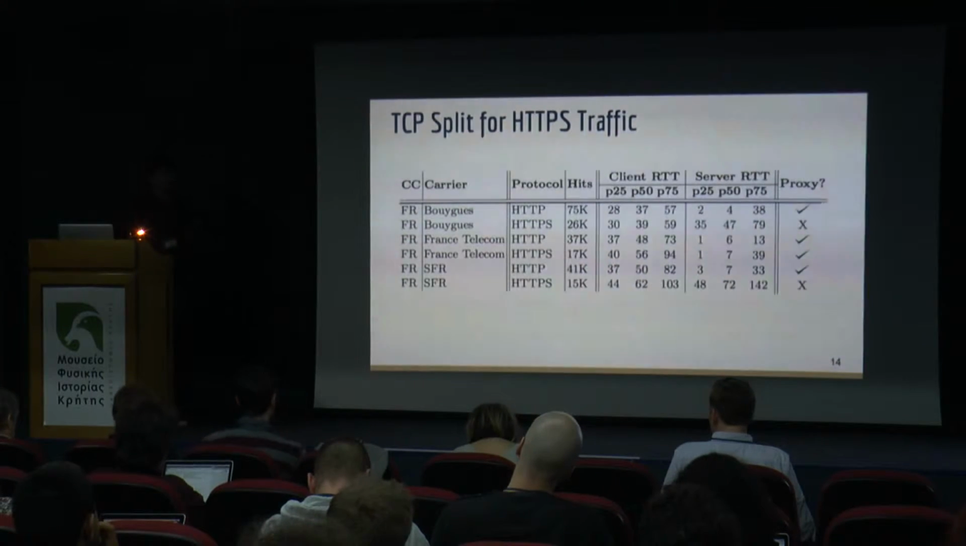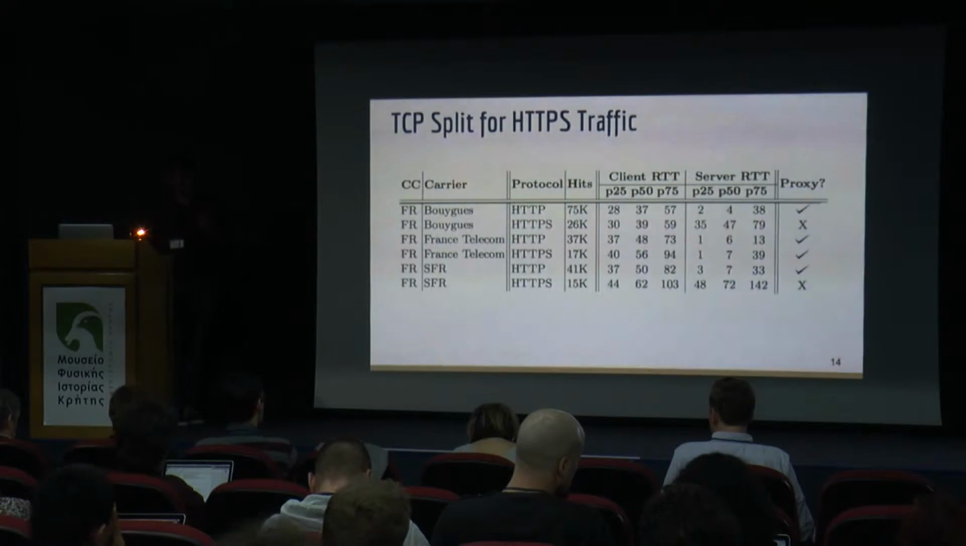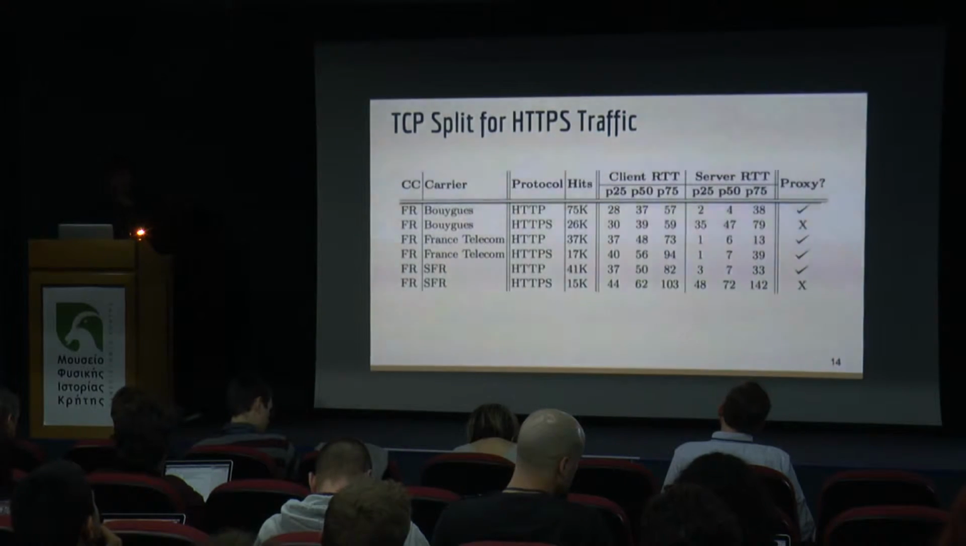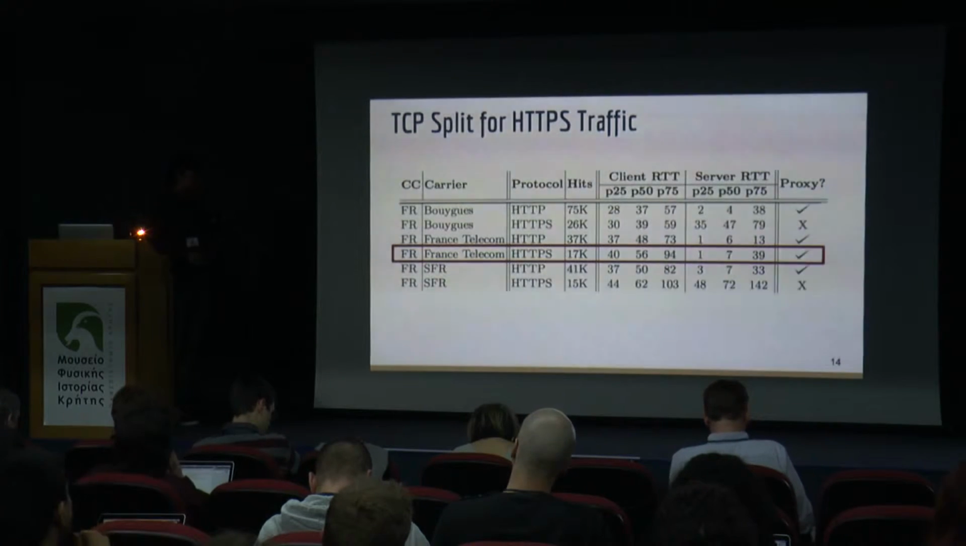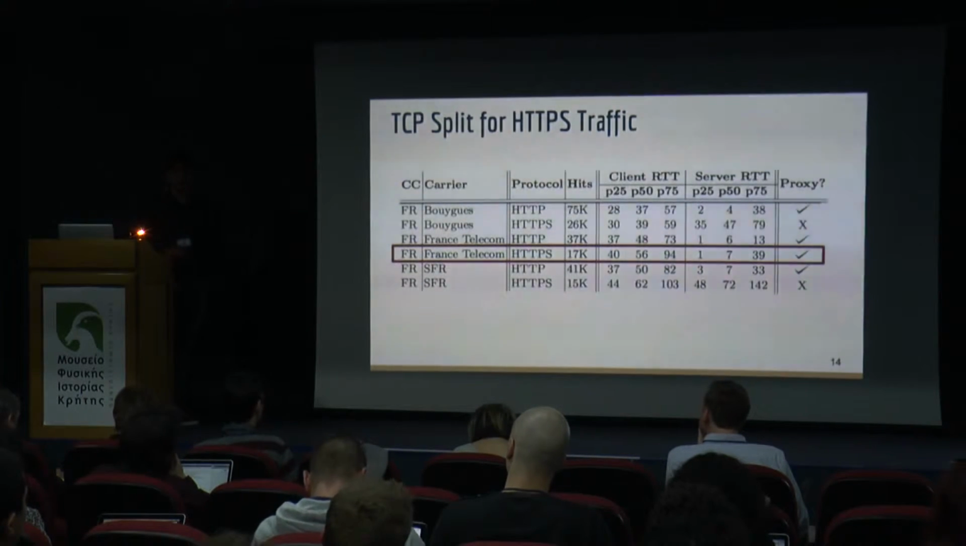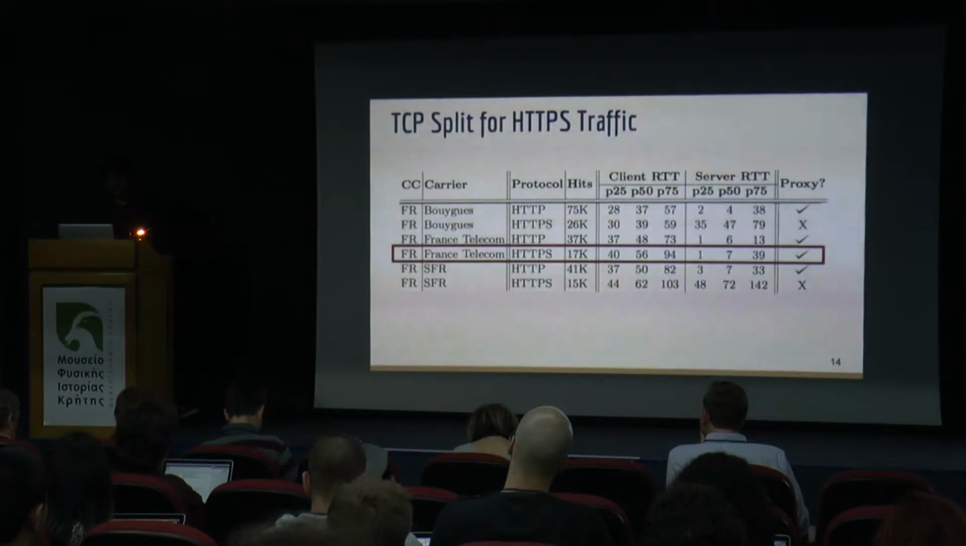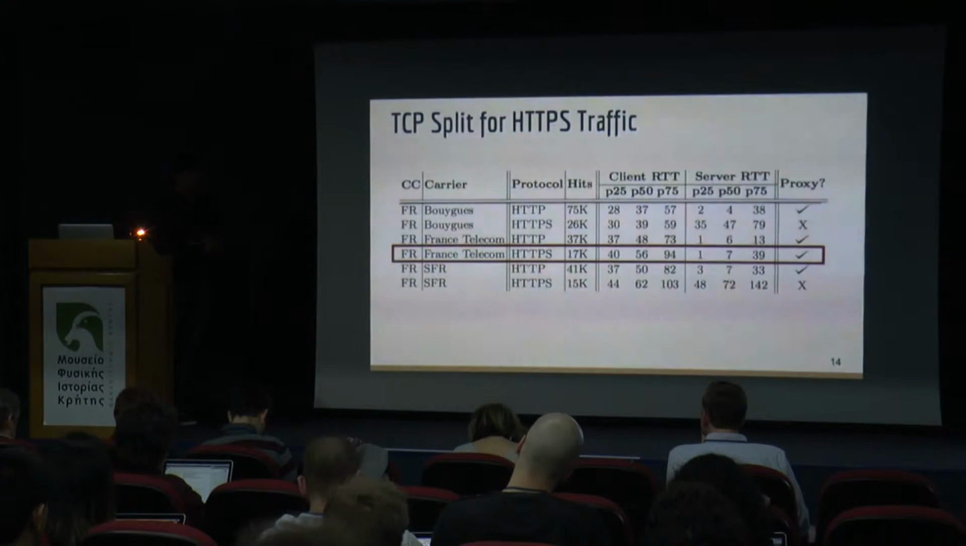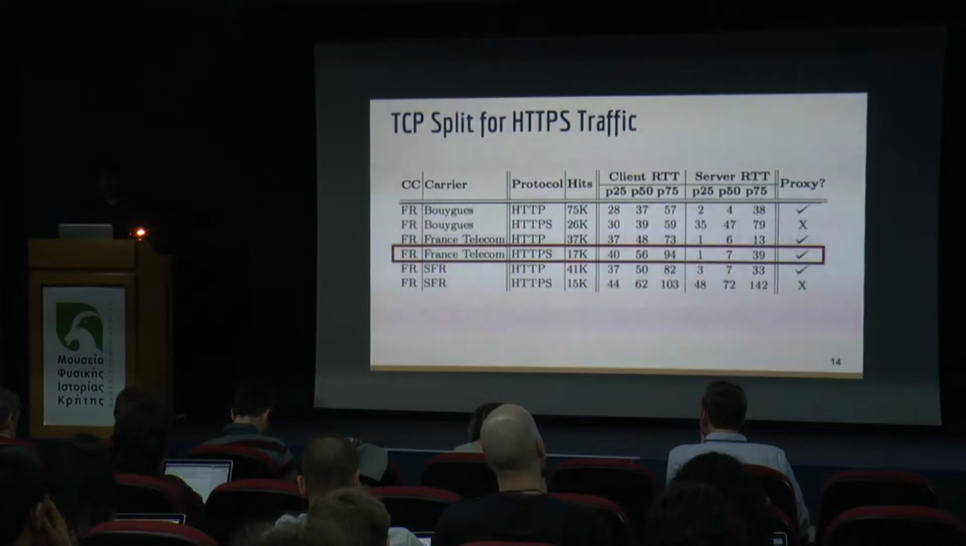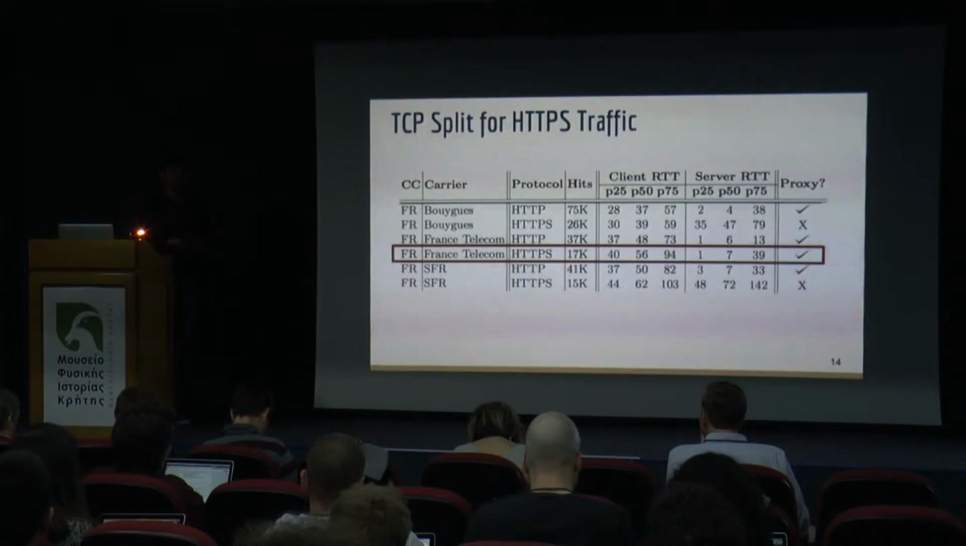The last thing we identified using the latency-based technique was that in a cellular network in France Telecom, they split HTTPS connections. We identify that because the server-side latency is extremely low, and it matches the HTTP latency. So this indicates that France Telecom is splitting both HTTP and HTTPS connections. So we could use a latency-based technique to monitor whether our secure content is being split or not.